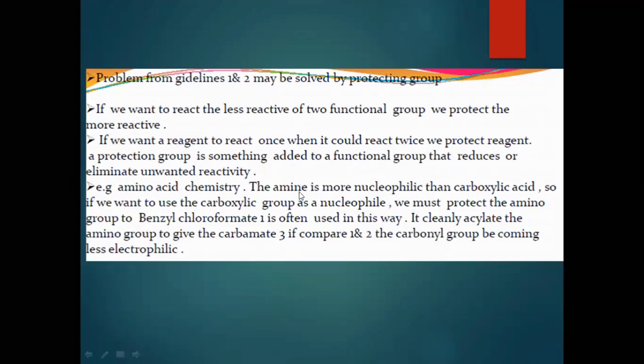So how do you protect NH2 in amino acid chemistry? You need to protect the amine group with benzyl chloroformate. Benzyl chloroformate can act as a protecting agent. It protects specifically the NH2 which is present in the amino acid, so it won't interfere with the COOH. So it cleanly isolates the amine group to give the carbamate 3. If you compare 1 and 2, the carbonyl group becomes less electrophilic.